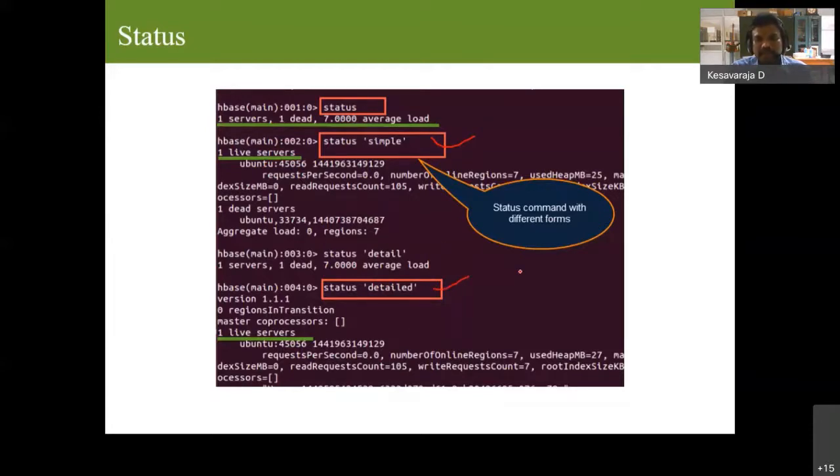The status command is used to display the status of the current region servers, because the whole HBase environment depends on nodes, that is, region servers. How many servers are available? Those details are listed via the command called status. You can give the command status to list the number of available servers.